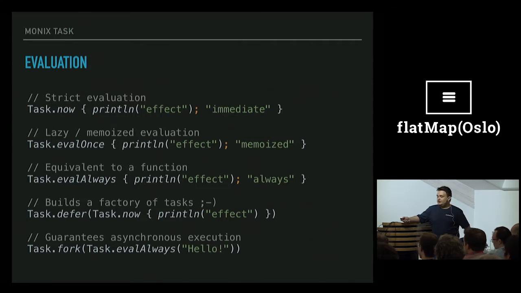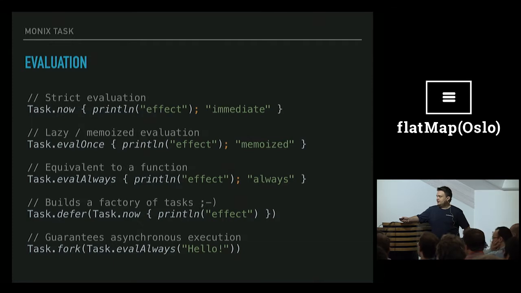Eval once is the equivalent of a lazy val, meaning that it does memoization. I like the term memoization, and I'm not a native English speaker, by the way. Memoization comes from dynamic programming, and it's close to a Romanian word. Eval always is the equivalent of a function. It will try to execute synchronously if the execution model permits. I'll talk about that in a moment.